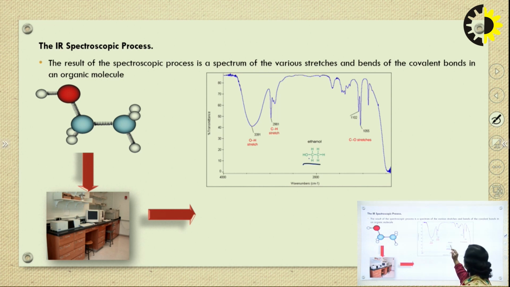CH3CH2OH. So, this is oxygen, this is hydrogen, this is carbon with one H, another H, another H, and this is another carbon with an H and another H. Different kinds of vibrations take place in this molecule, and when these vibrations go through the IR setup, we get a spectrum like this. We will see how to interpret this spectrum and what these regions are.